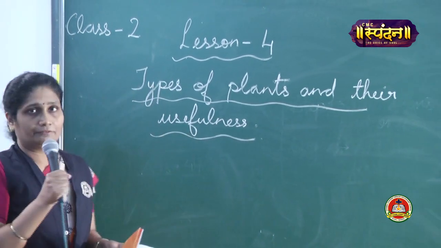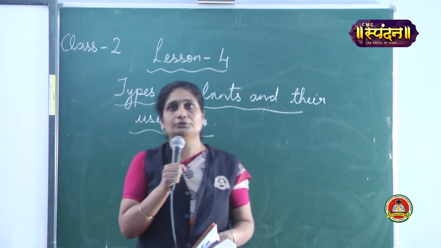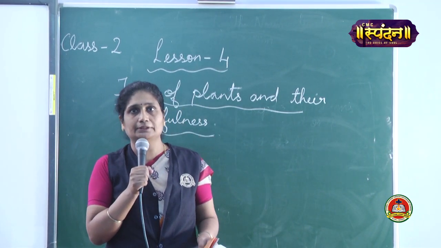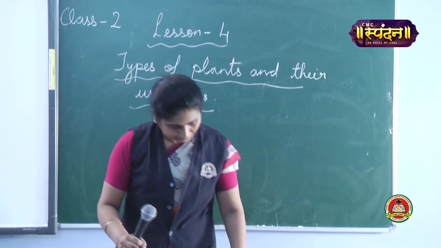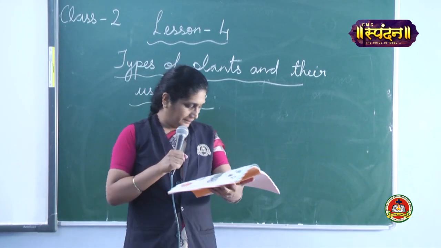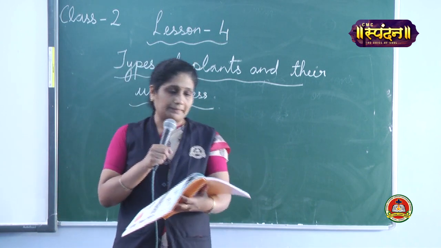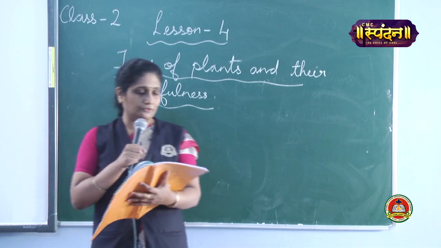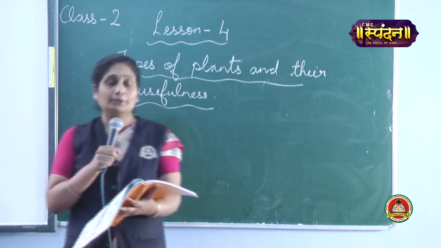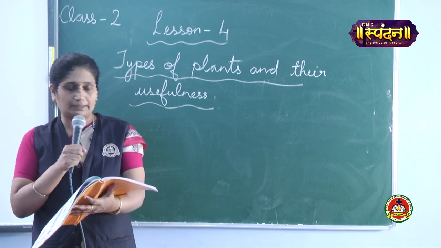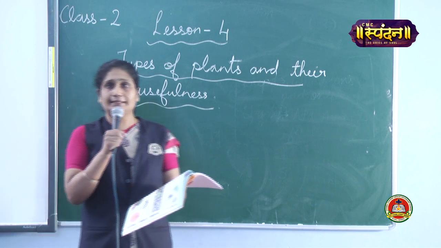Lesson number 4. Before we start, I want you all to take out your term 1 book and take out page number 158. Types of plants and their usefulness. And I want you all to sit with your book and put your fingers when I'll be reading it. Okay, children? Are you all ready now?